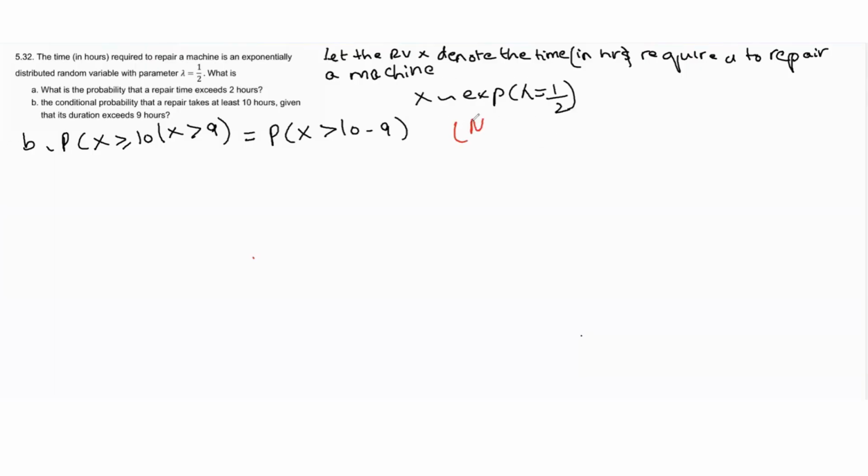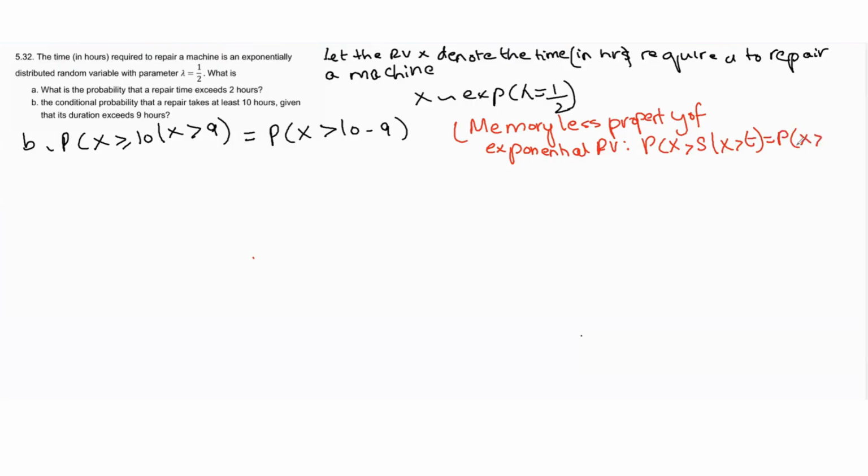Here we're going to use the memoryless property of the exponential random variable, based upon which I can write this as simply the probability X is greater than 10 minus 9. This is the memoryless property of the exponential random variable, which is essentially that the probability X is greater than s plus t, given X is greater than t, equals the probability X is greater than s. So we're applying this memoryless property here.